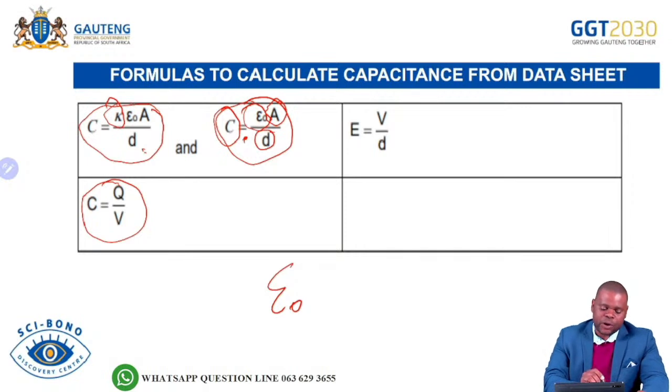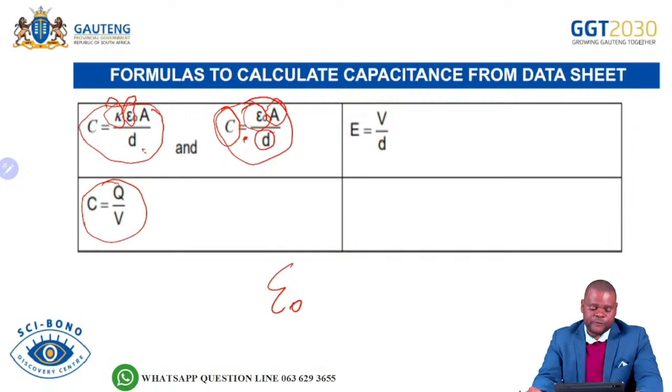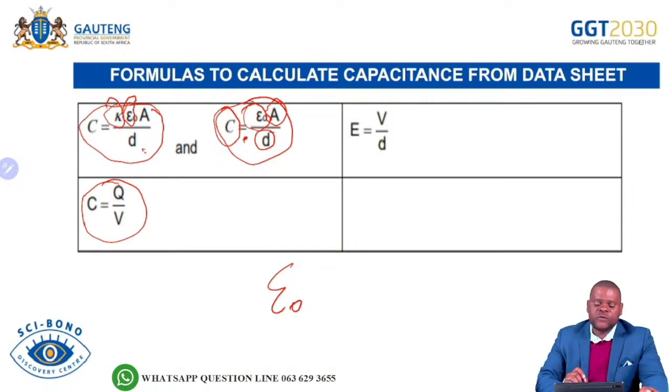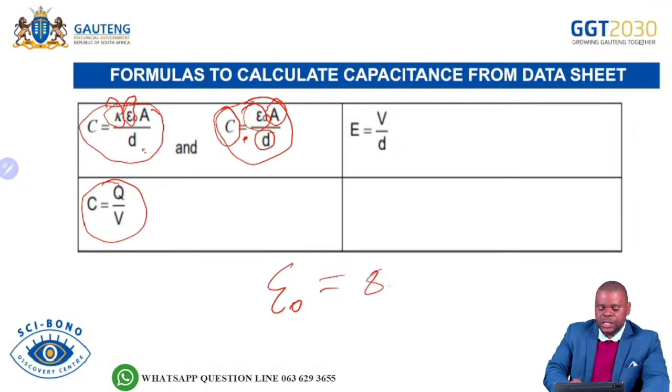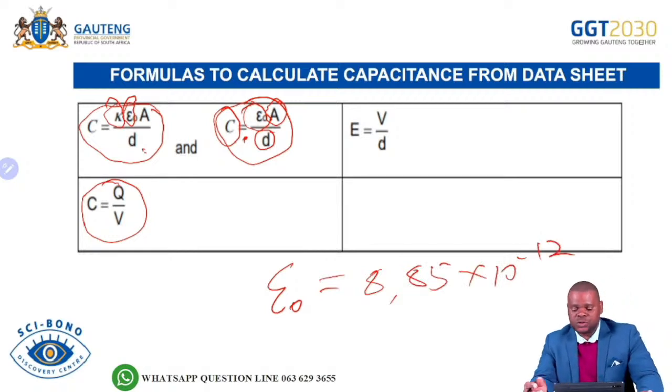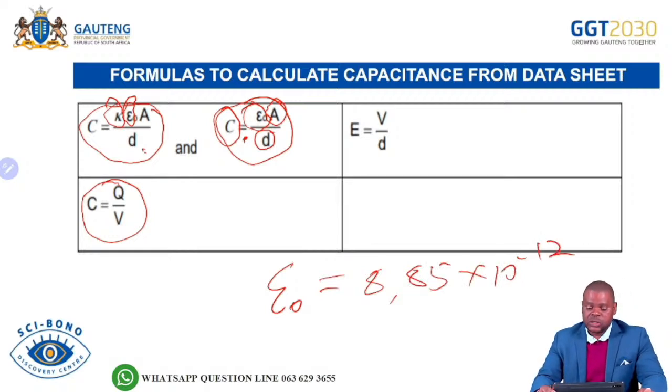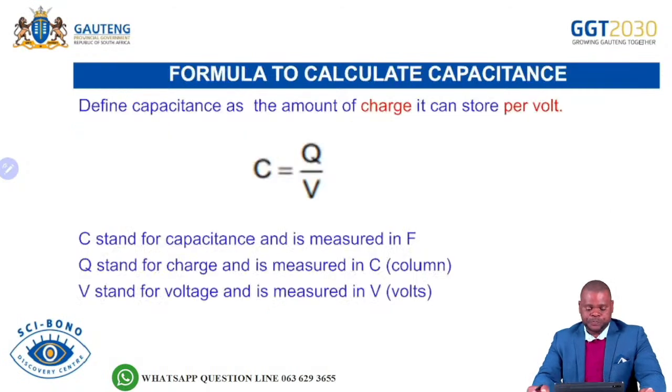Like for instance, I forgot to tell you about the permeability of free space. Permeability of free space is a constant. It is equal to 8.85 times 10 to the exponent negative 12. Are we together, grade 12s? Yes. You'll see as we go on.